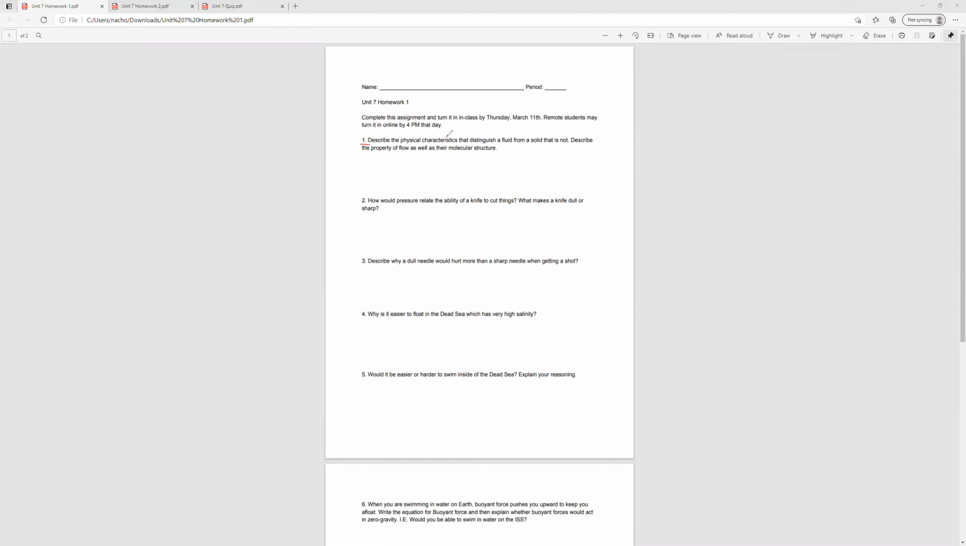So this is for number 1. It says describe the physical characteristics that distinguish a fluid from a solid that is not. The grammar may be a little off, so a solid that is not a fluid, right? It says to describe the property of flow as well as their molecular structure. Essentially, a fluid and a solid are different because a fluid has laminar and turbulent flow. All the particles are free to move around so they can flow. So can a gas. You can have a stream of gas coming out of a propane tank. So that was one of them.